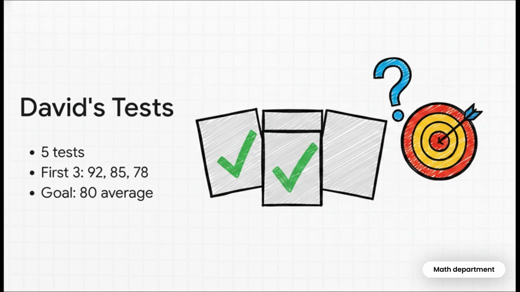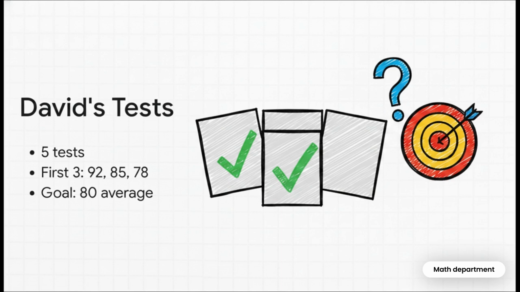David took 5 tests, out of 100 marks each. His first 3 scores are 92, 85, and 78. His ultimate goal is an 80-mark mean across all 5 tests. So here is the challenge. What is the absolute least mark he could get in one of the remaining tests and still hit his goal?